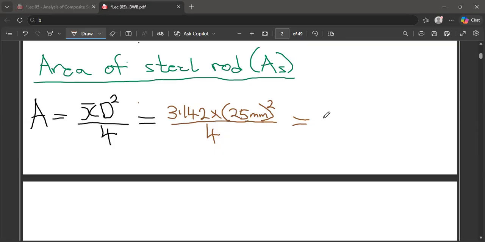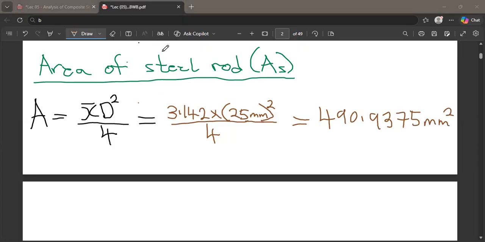When you get the answer, just punch the answer into the comment section, and then I'll review that for you. As simple as ABC. You are going to get 490.9375 millimeter squared. Yes, millimeter squared. Exactly. So I can see some comments in the comment section, and that is so wonderful.